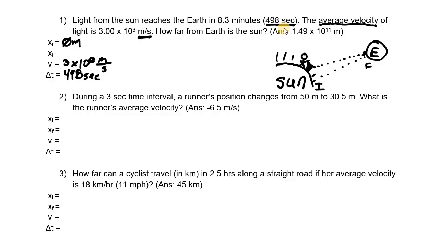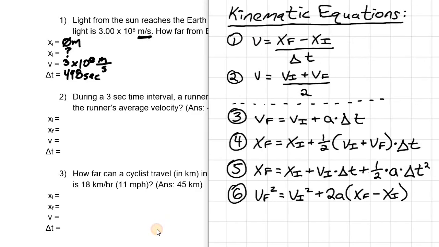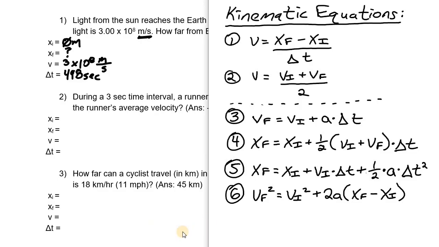All right. And how far from the earth is the sun? Wait a minute. If we know that the initial position is right over here and the final position is over here, isn't how far away it is really just describing the final position? Yeah, right? So that's what we're looking for. Which one of these kinematic equations do we want to be working with? Which one will be best suited for our needs?